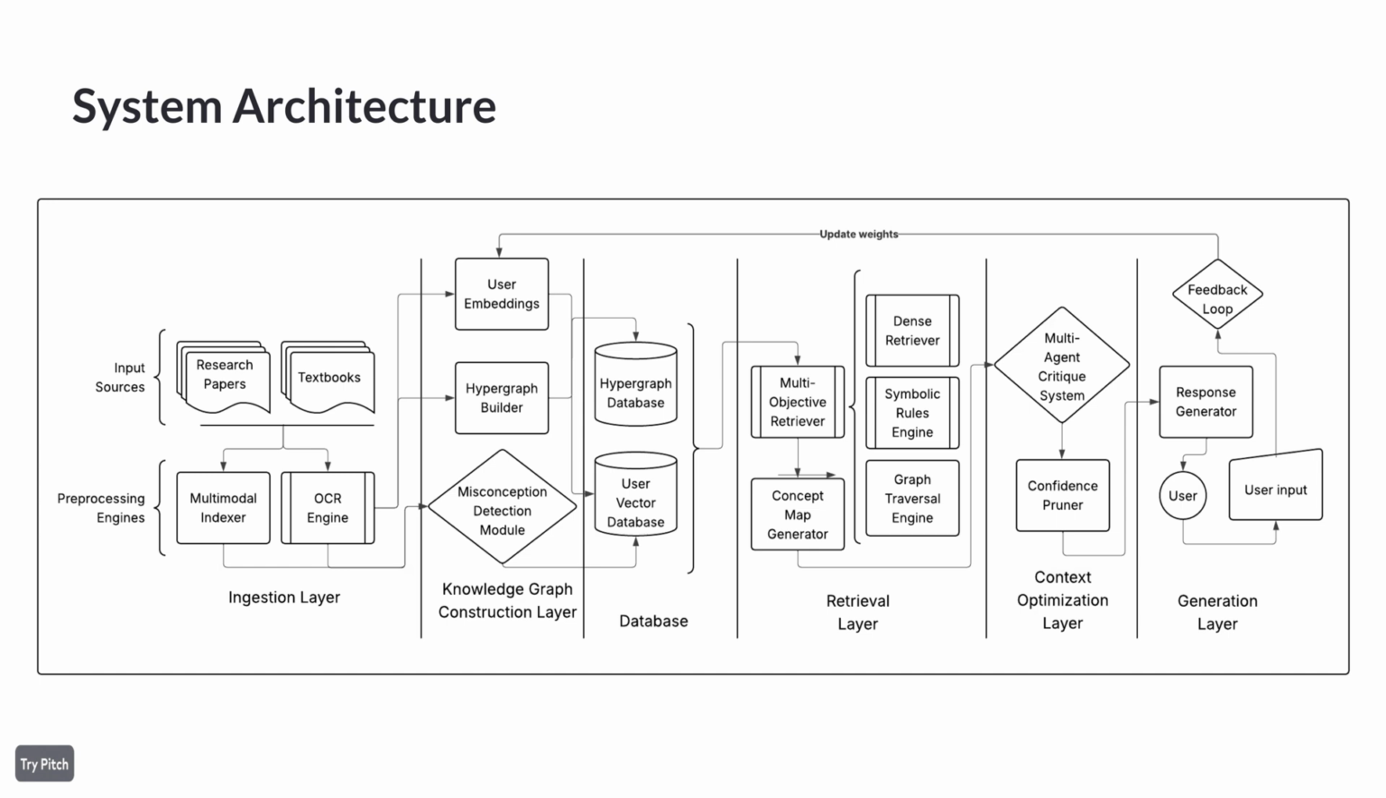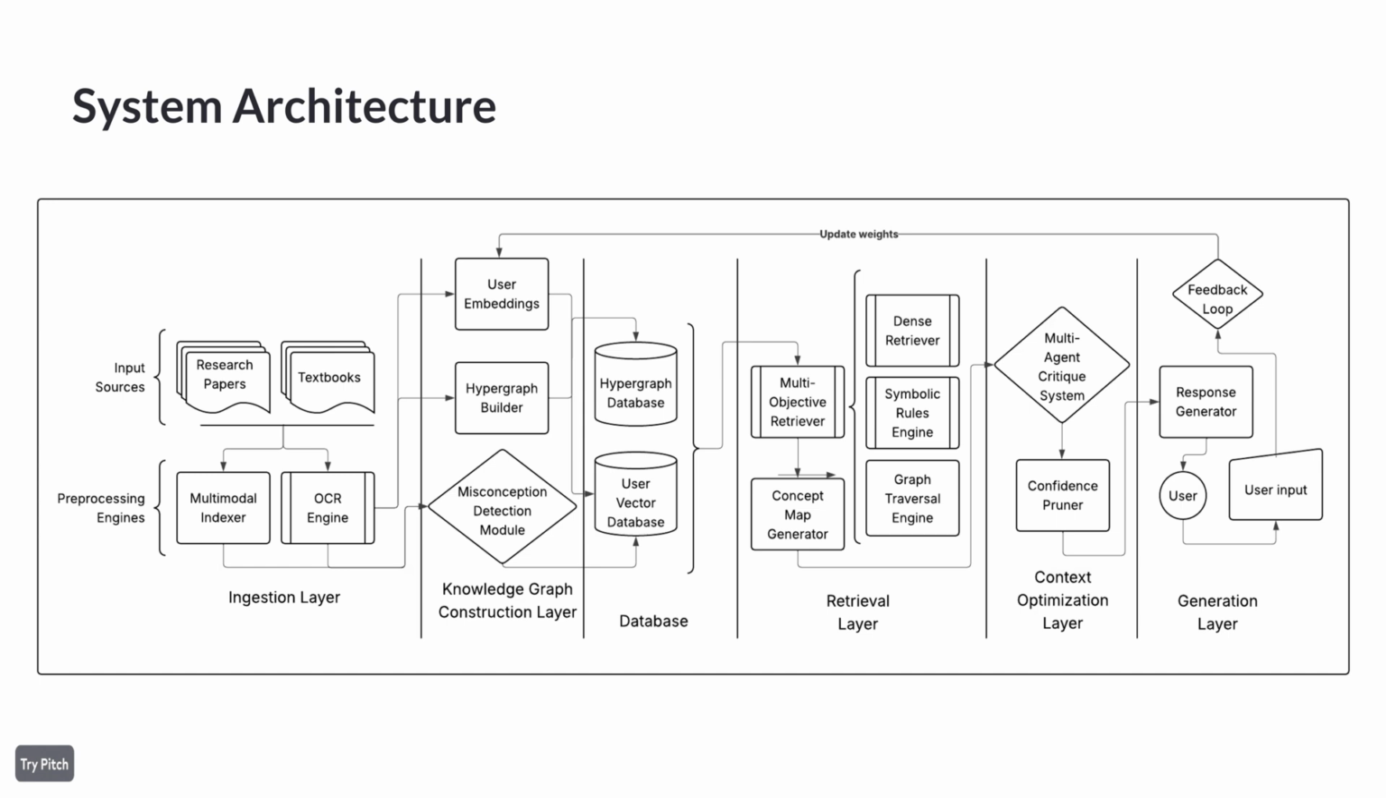Next, we have the retrieval layer. Here, we find the best and the most relevant knowledge. The first is the multi objective retriever, which balances between multiple goals, and it comprises of dense retriever, symbolic rules engine, and graph traversal engine. Next, we have the concept map generator, which builds a mini mind map of concepts relevant to the user's query.